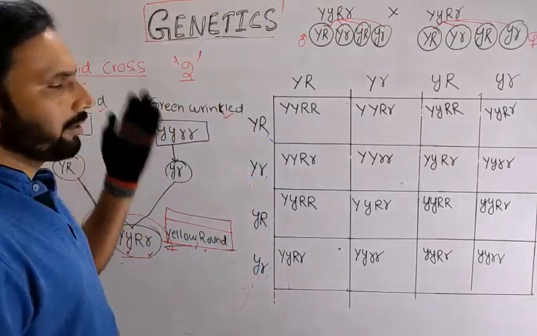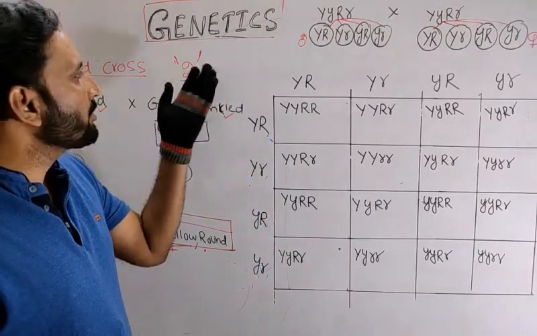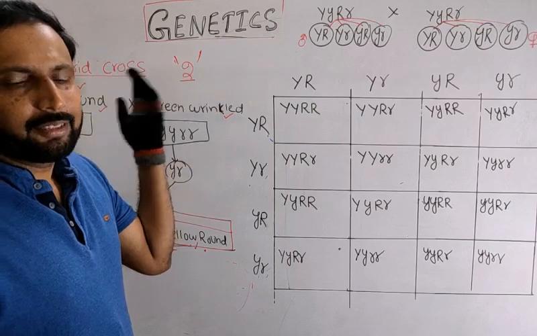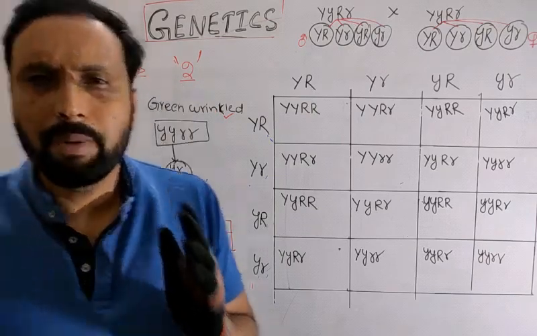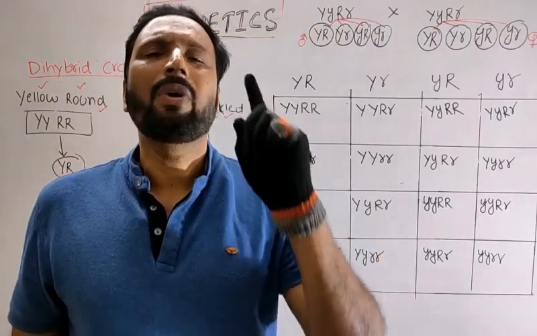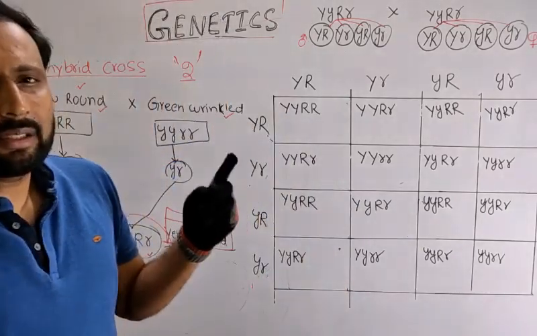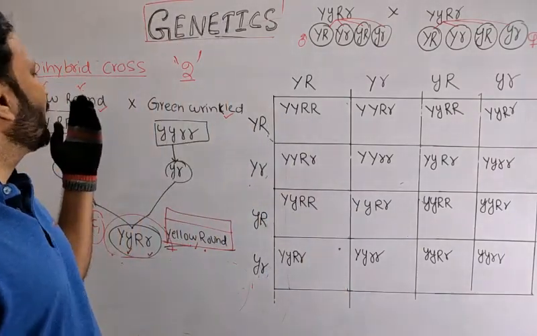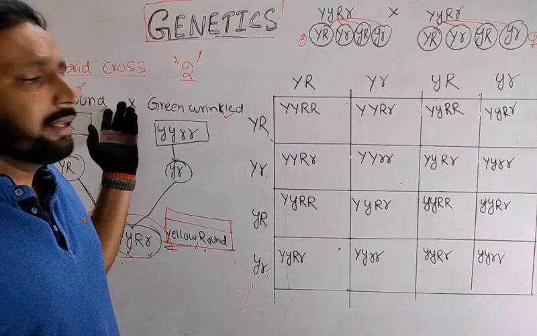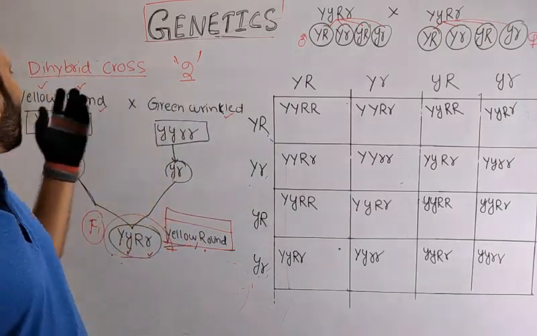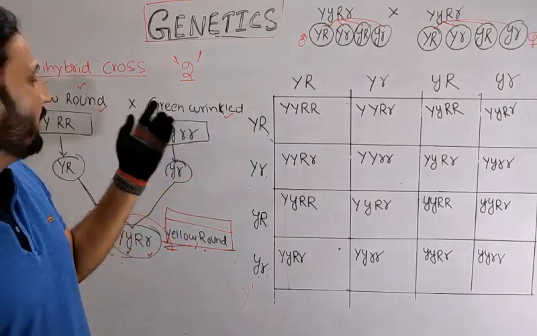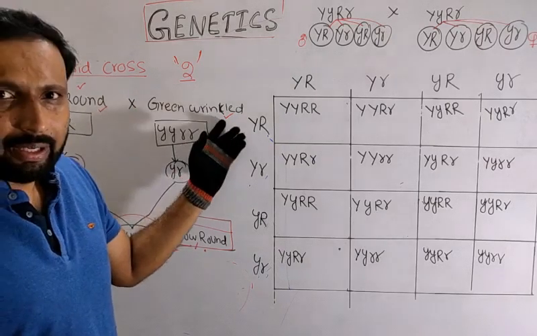Today, our topic is dihybrid cross. A cross made based on two characters is called a dihybrid cross, whereas a monohybrid cross is based on only one character. Here, there are two characters. What are the two characters? Seed color and seed shape. Seed color is either yellow or green. Seed shape may be round or wrinkled.